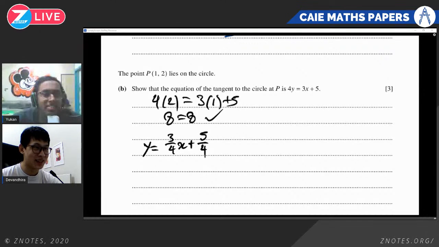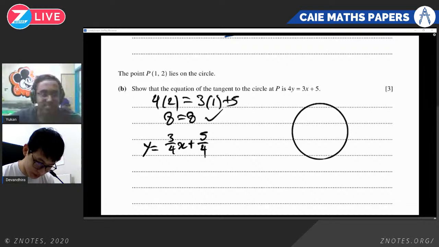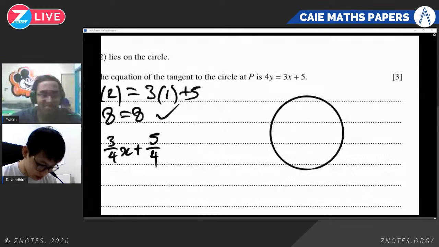And for the circle, I'm not quite sure. Are you? Yeah, I'm not quite sure. I know we can use implicit differentiation, but that's not in P1. I think I know how to do that. Let me show you. All right, let's draw the circle first to make things clear. See, perfect circle. I'm very good at drawing.